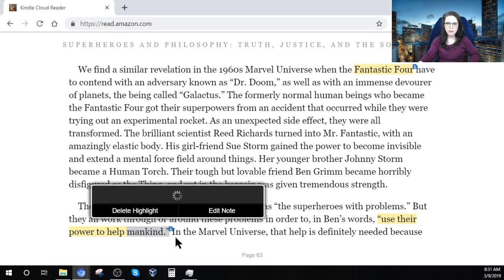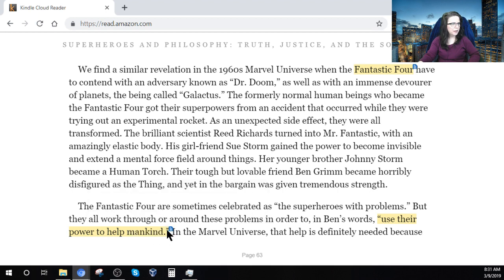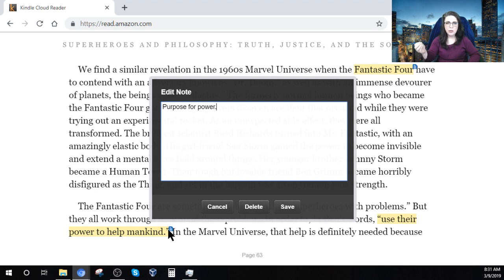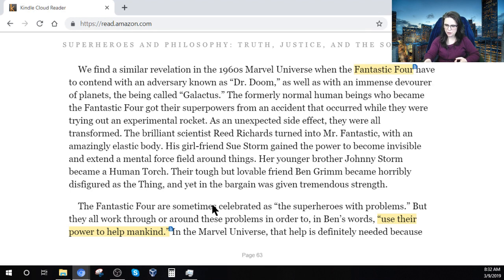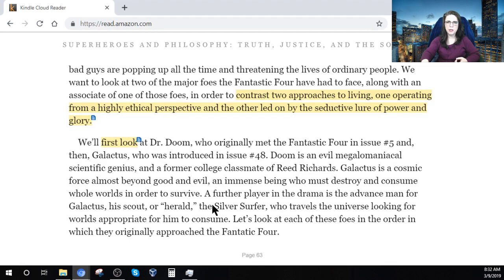Now, this quote itself is contributing to the author's overall argument related to the purpose for power. So the authors are saying, look, even our comic book characters are telling us that we should use our powers to help each other, not to fulfill our own selfish pursuit for power and glory. They continue to show us that the Fantastic Four, although they face numerous foes, that we can look to them as an example because they choose to operate from a highly ethical perspective. They're not seduced by the lure of power and glory, unlike Dr. Doom, who is.